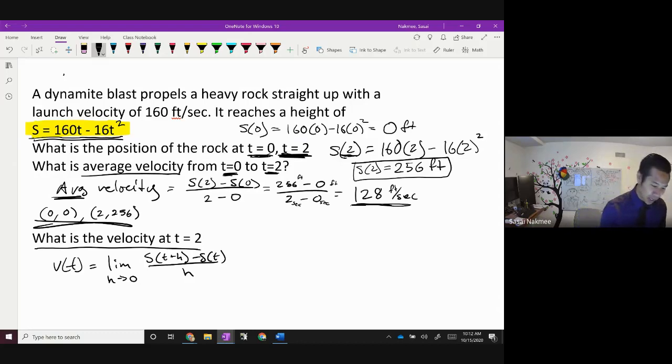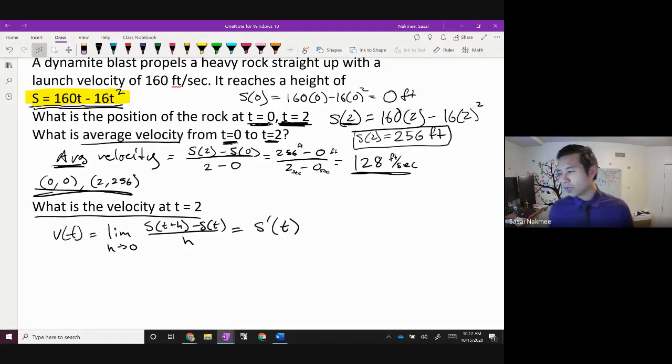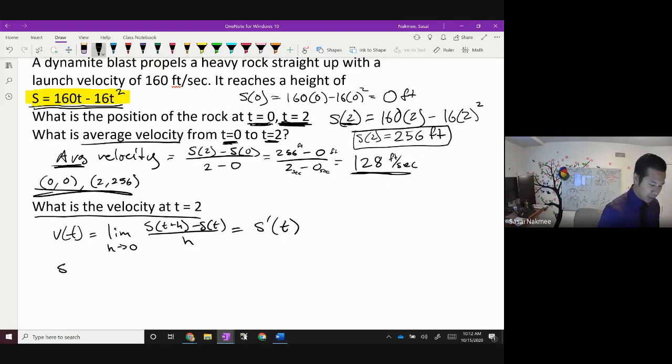I already know, thanks to our quiz the other day and thanks to our practice of looking at derivatives over and over again, that this is just telling me to look at the function s of t and take the derivative of it. That's all the velocity function is. It's the derivative of the position function, right? Well, the position function, s of t, is equal to this guy, 160t minus 16t squared. If I'm looking for the velocity, that just means to take the derivative of my position function.